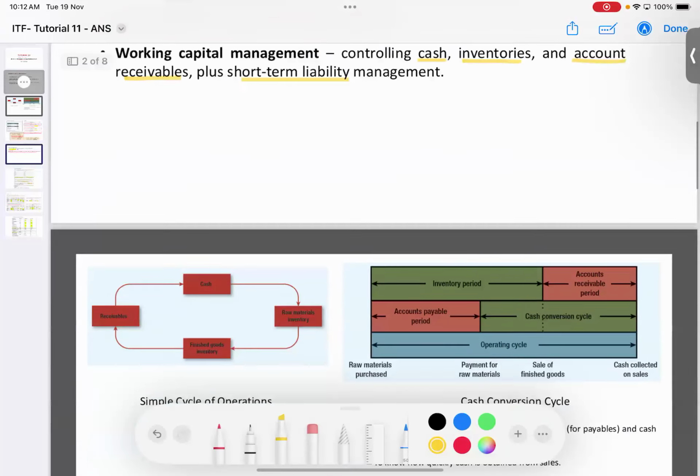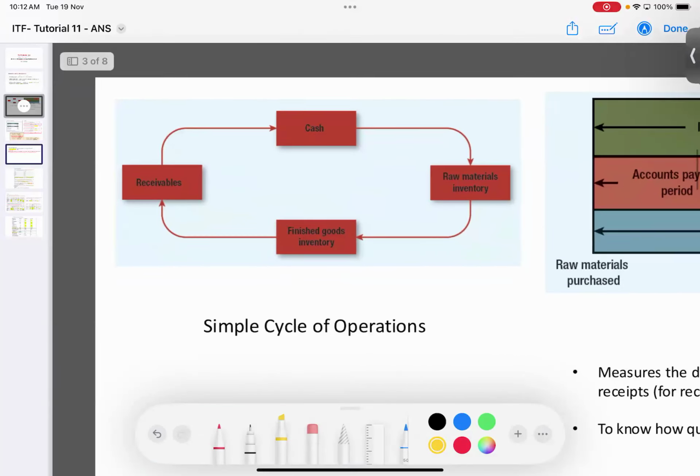When you look into a business, we can look at it as a cycle of operations. For example, first of all, when you run a business, you need cash. When you have the cash, you use it to buy raw materials to produce the goods and services. All these raw materials will be kept in your inventory in order for you to produce goods and services. Once the goods and services are produced, you will sell them to people. Maybe you sell to customers on credit.